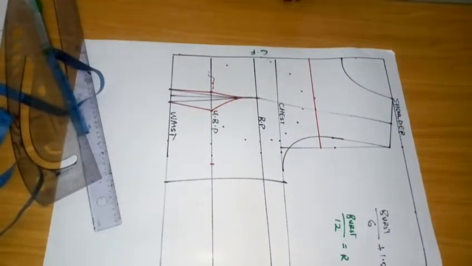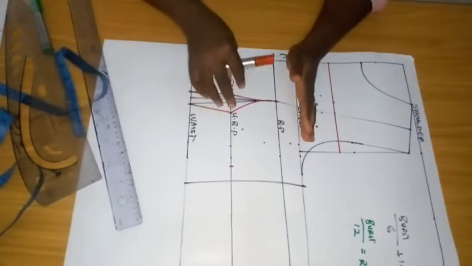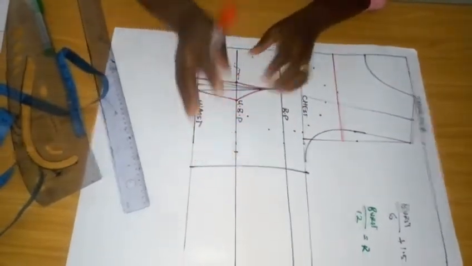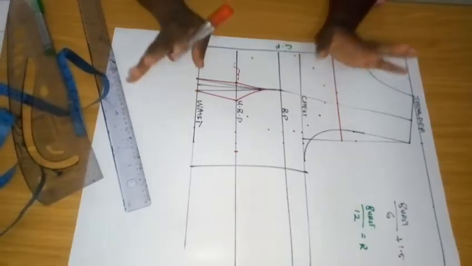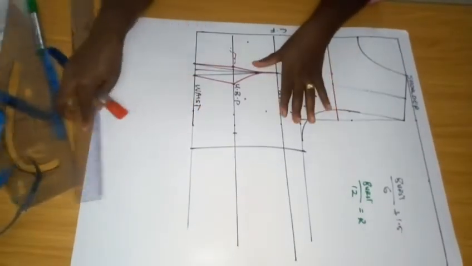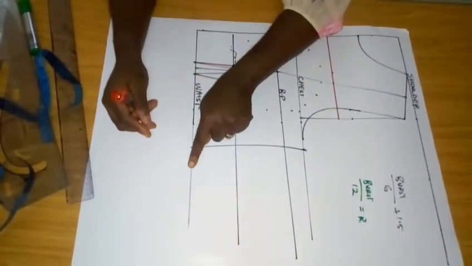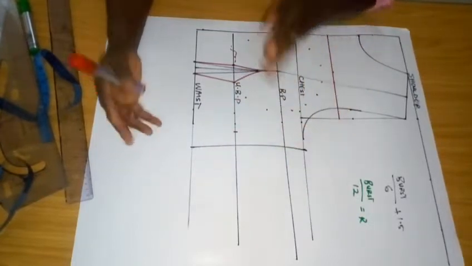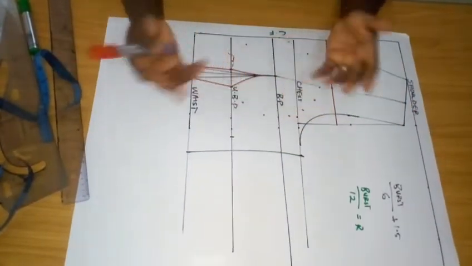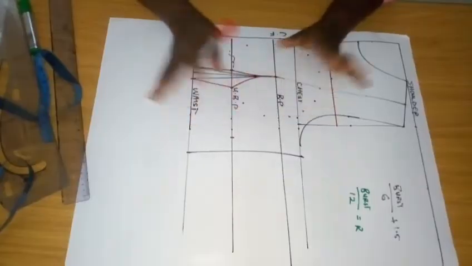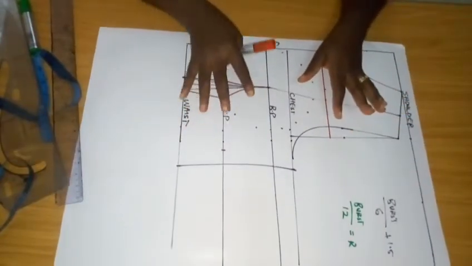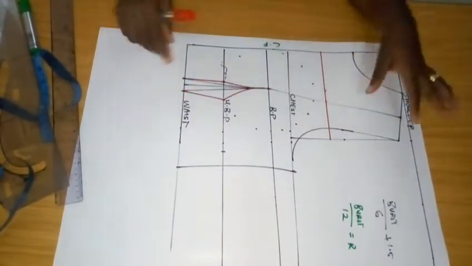So it does not affect anything. All you are going to do, once you are sewing, is add 1.5 or 2 inches in case you are afraid you might have a shortage, but you are not going to have any shortage. It's just perfect the way it is.